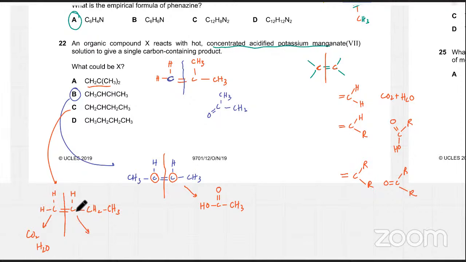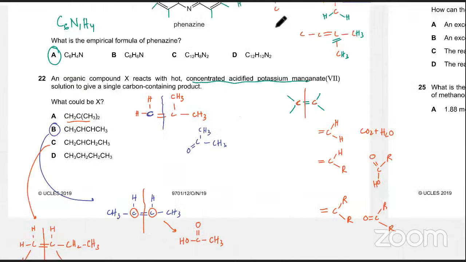And this one will turn into a carboxylic acid. It would become CH3, CH2, and C double bond O and OH, because it's got one H. If the double bonded carbon atom has one H, that would give you carboxylic acid. And the last one will not have any oxidation because it doesn't have any double bonds. If you draw this, there is no double bond, so there's not going to be any strong oxidation. So anyway, that's going to be B. Okay. Is this clear? Yes.